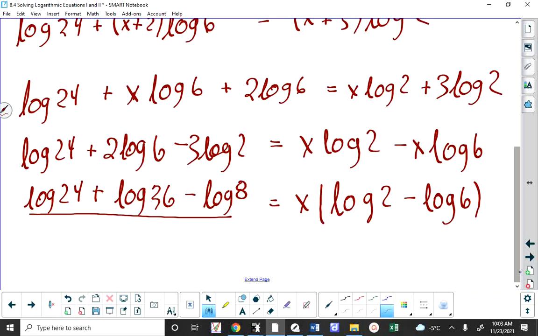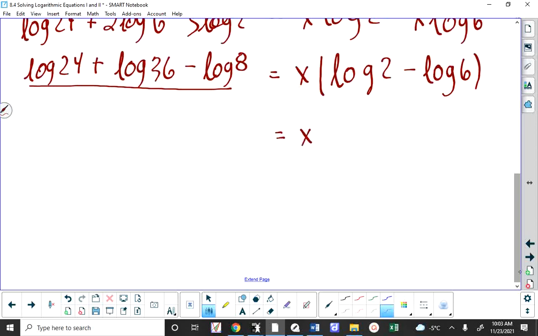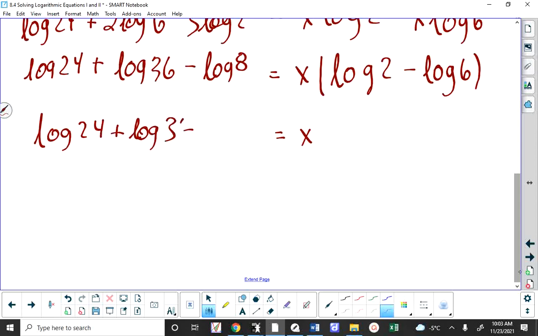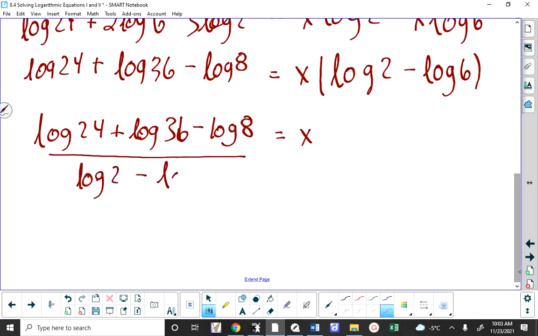It would be a nice thing to see. The other side is a little more complicated. So x is going to be equal to log 24 plus log 36 minus log 8, divided by log 2 minus log 6. This is our answer. If you want to evaluate it, you're going to have to do some practice later today where you will make sure you know how to use your calculator to get the right answer. I'm not going to spend time doing this.